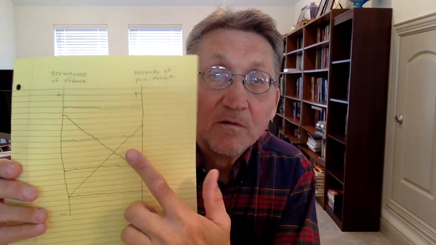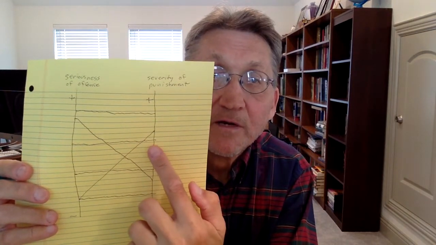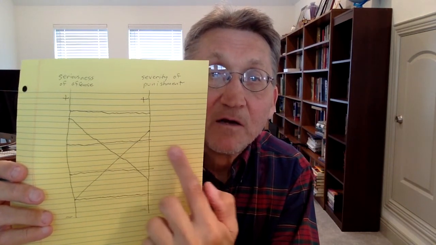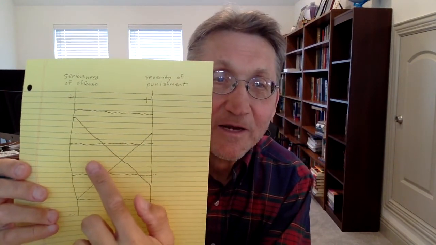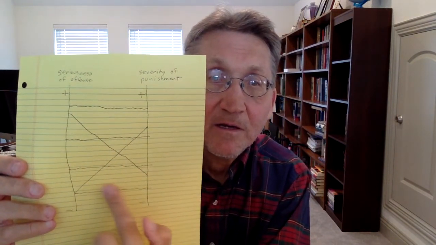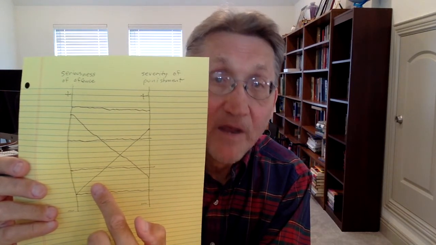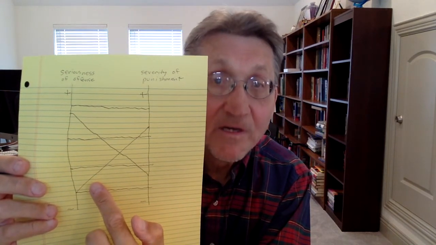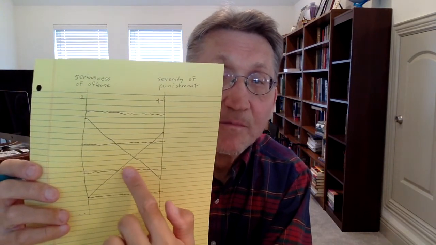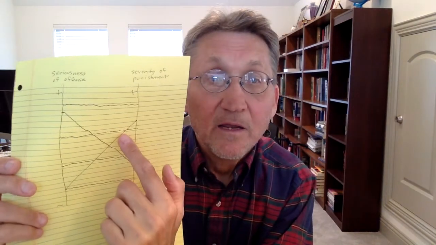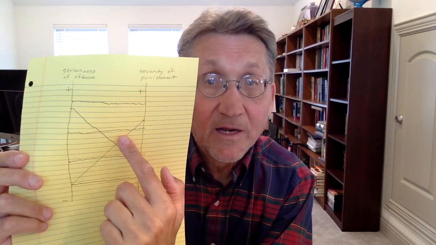Okay, I'm going to draw one more diagonal line. This one will be in the other direction. All right, you see that one? This one, the line right here. Here we have a crime. Let's go down. It's kind of hard doing this on the screen. Here we have an offense or crime that's not very serious, but it's being punished very severely.